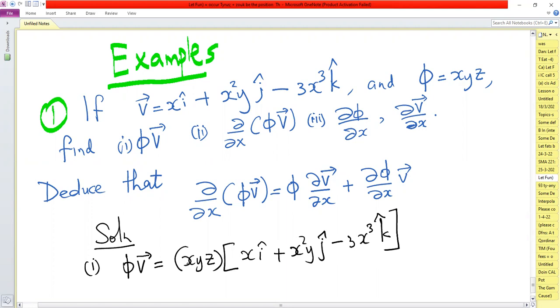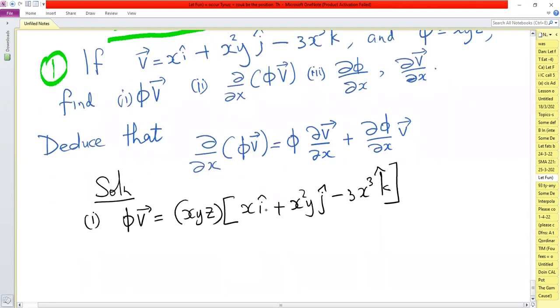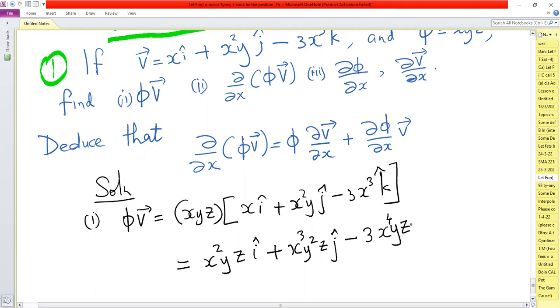So we are going to multiply this value xyz to each component of these three vectors i, j, and k. So this will be x squared yz i plus x power 3 y squared z j minus 3x power 4 yz k. So this is the phi times vector v.